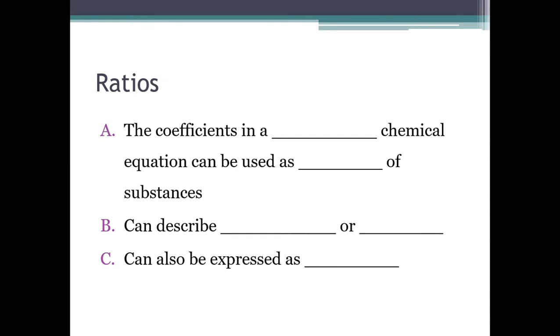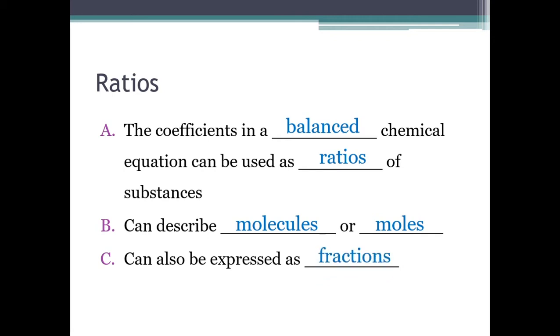Those are ratios. The coefficients, those numbers out front in a balanced chemical equation, can be used as ratios of substances. That's one reason that we balance. First, we balance so that we are obeying the law of conservation of mass. But also, once the equation is balanced, it's a very, very useful tool for us because those ratios can describe individual molecules, or they can describe everybody's favorite, the mole. And we can express these as fractions. Do you see where it's going? Have you figured it out yet?